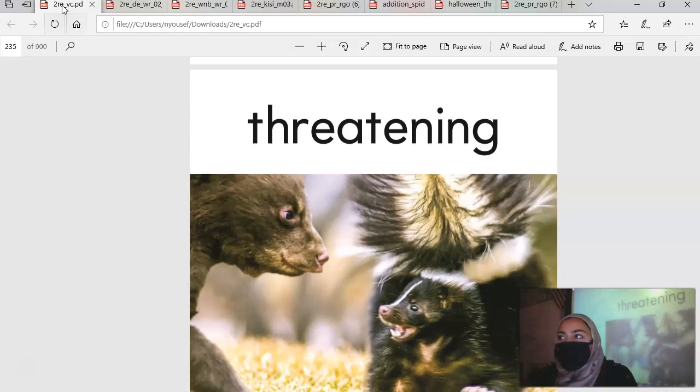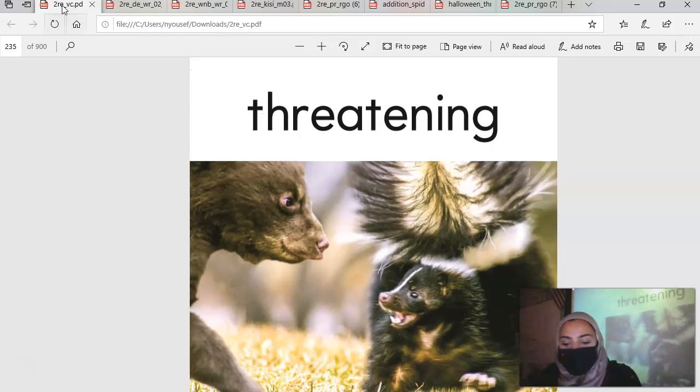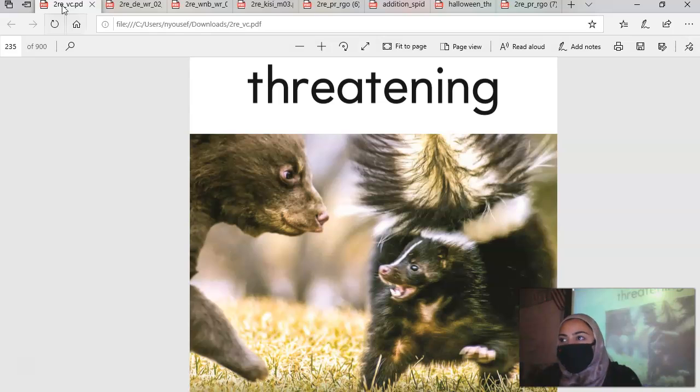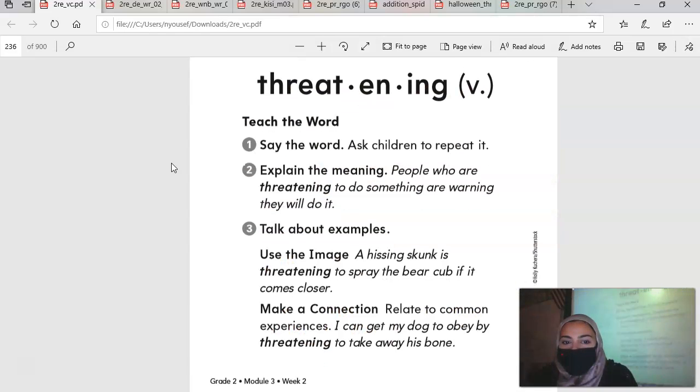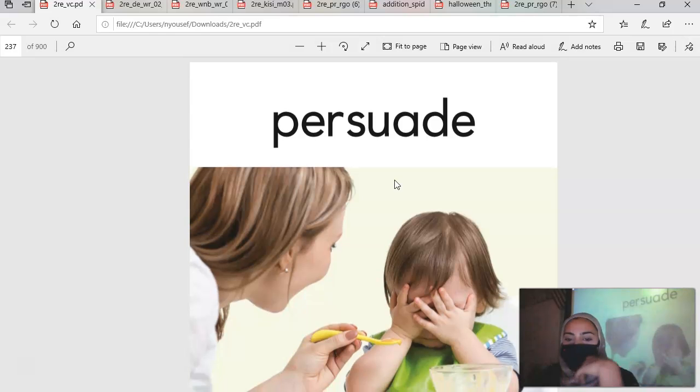How about this word? Threatening. Who knows what threatening means? Dustin. No? Look at the picture. What's happening in the picture? Jacob Haney, what's happening? Good. The skunk looks scared because this bigger animal is threatening. So threatening might mean when you do something that's warning that they will do it. So people who are threatening to do something are warning they will do it. A hissing skunk is threatening to spray the bear cub if it comes closer. It's threatening.